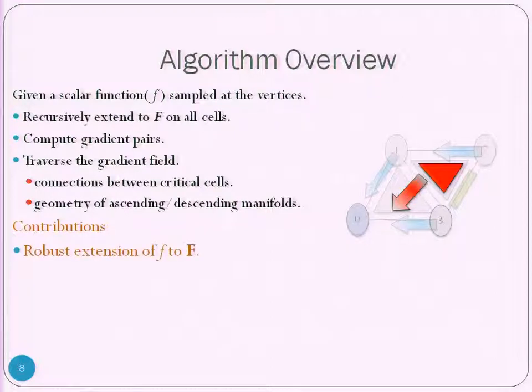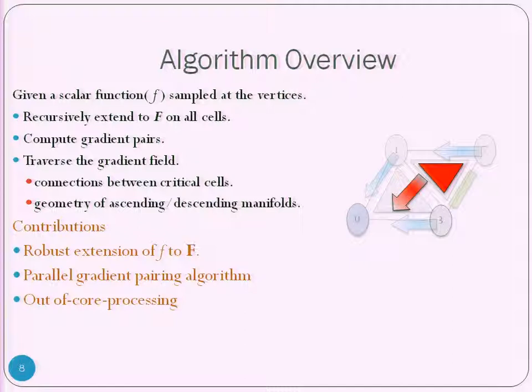The key contributions of this particular work were a robust extension of small f to capital F. The second contribution was a parallel algorithm to compute these gradient pairs. And the third major contribution was a method whereby we can extend this algorithm such that we can work with datasets that do not fit in memory and still get the Morse-Smale complex of the unified domain.